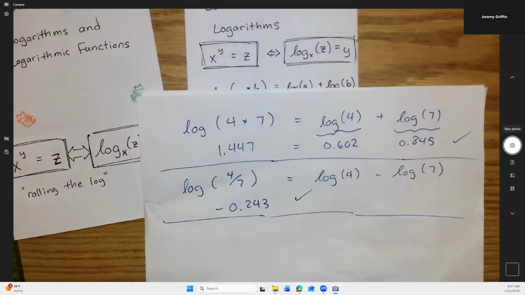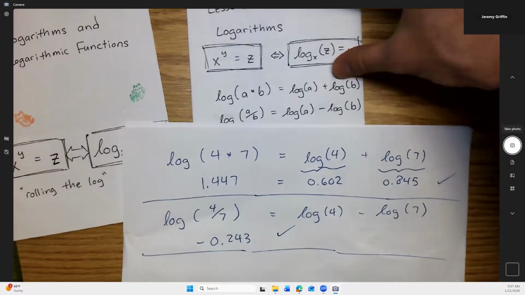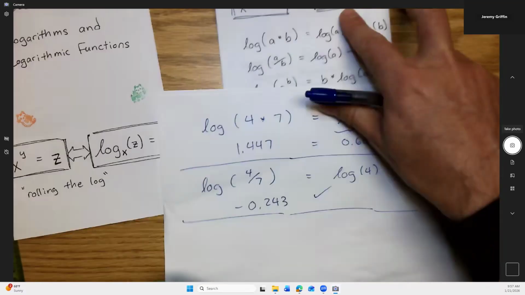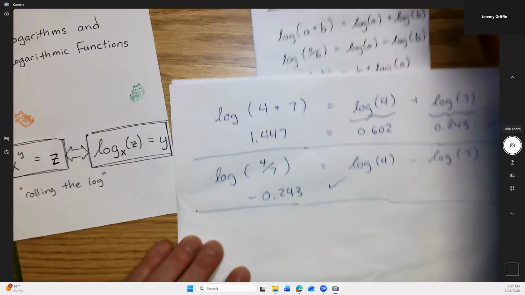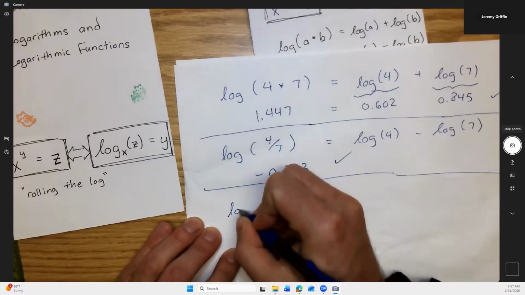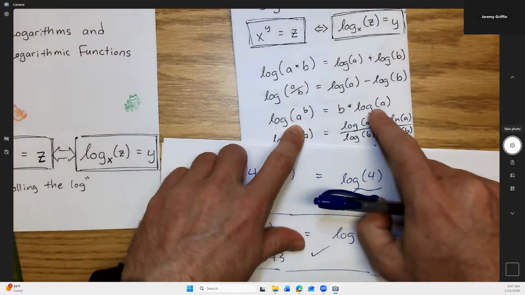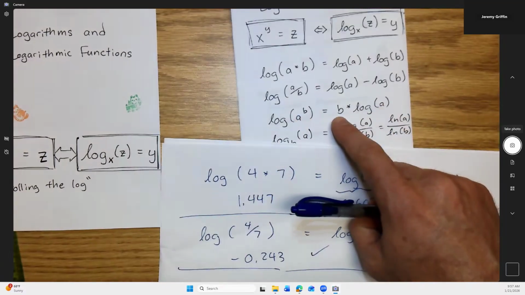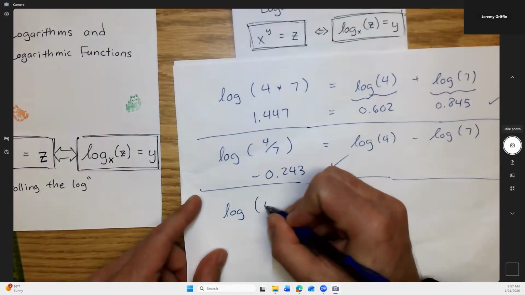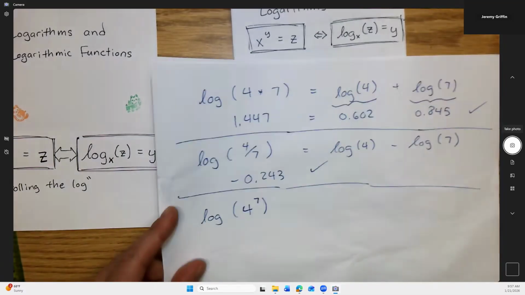All right. So we got this product type rule, we got this quotient type rule. Let's do powers become products. So that's it. If you have logarithm of a to the power of b, the rule is you're allowed to take this power on a, which is b, and you can move it in front and multiply it. So let's do log of 4 to the power of 7.